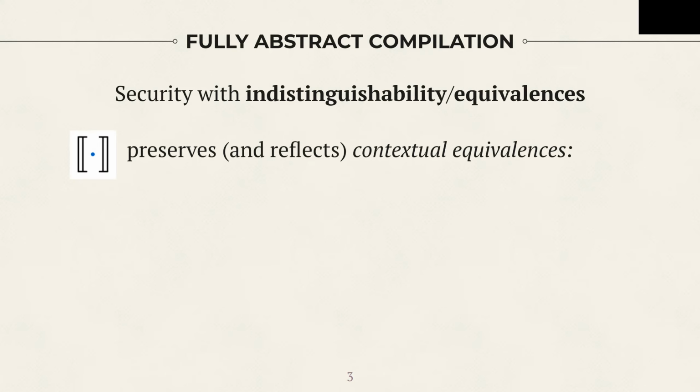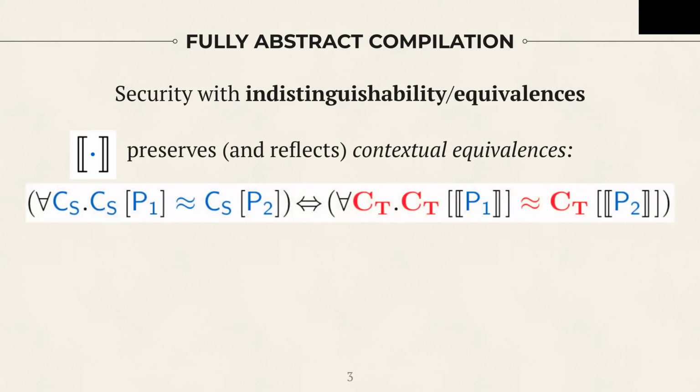We denote a compiler with bold brackets, and in symbols, a compiler is fully abstract if and only if whenever two source programs, P1 and P2, are equivalent in any source context, CS in blue, then after compilation in the target, P1 compiled and P2 compiled are equivalent in any target context, CT in red. This implication is called preservation, and the inverse implication is called reflection, and is sometimes subsumed by compiler correctness. So what we really care about is preservation of contextual equivalence.